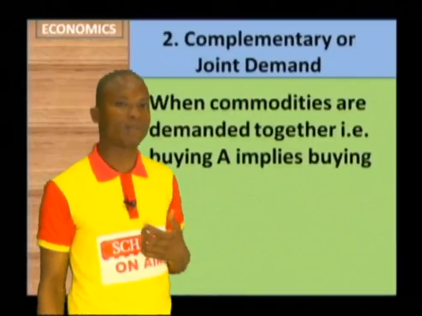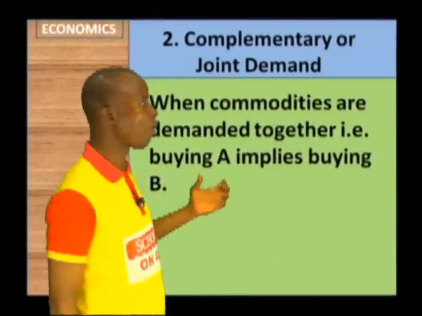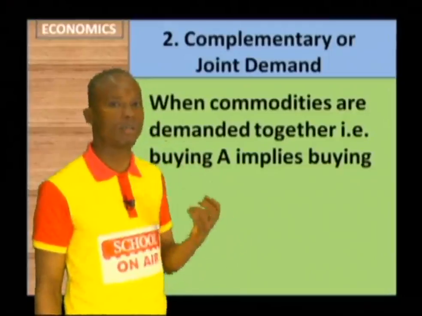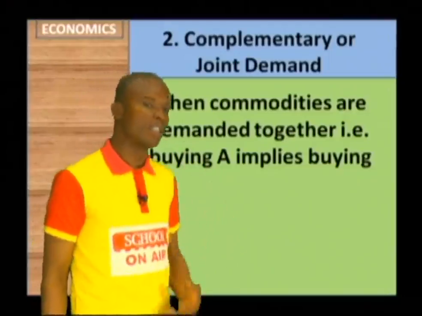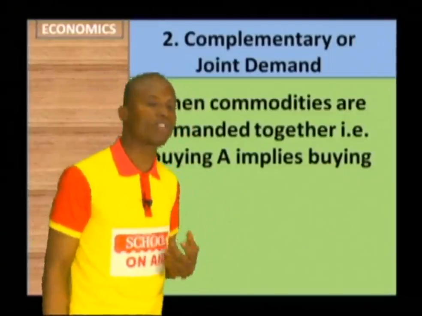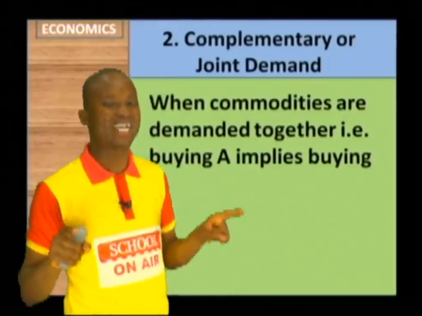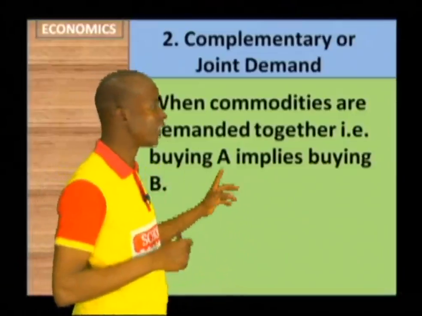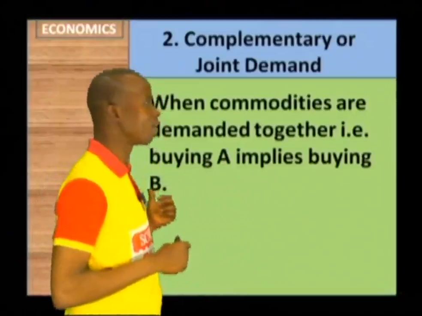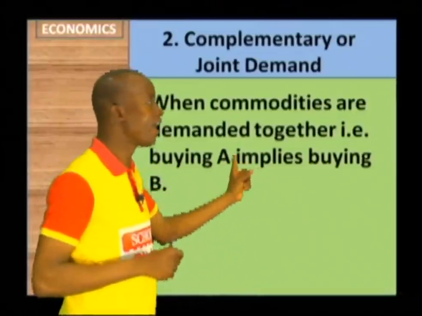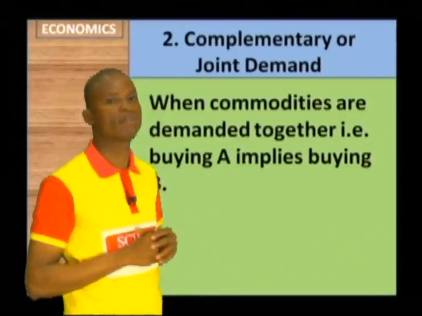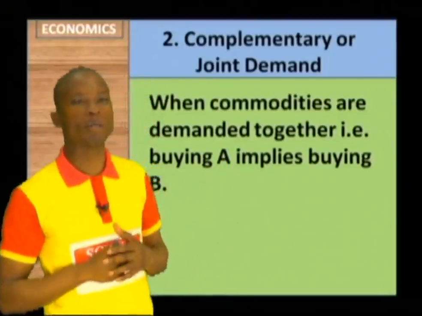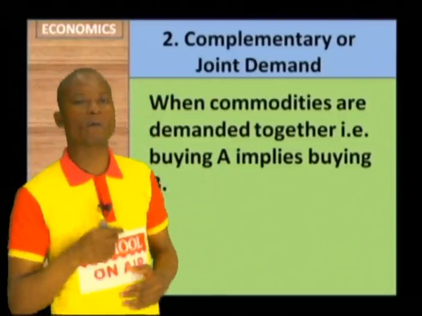What is the other type of demand that we have? We have what we call complementary or joint demand. What do we mean by this? The demand for a commodity is said to be complementary or joint if 2 commodities are demanded together, such that the moment you buy commodity A, it's automatic you are buying commodity B. Otherwise, A becomes useless. So that's what we call joint or complementary demand. Once you buy one, you're going to buy the other.